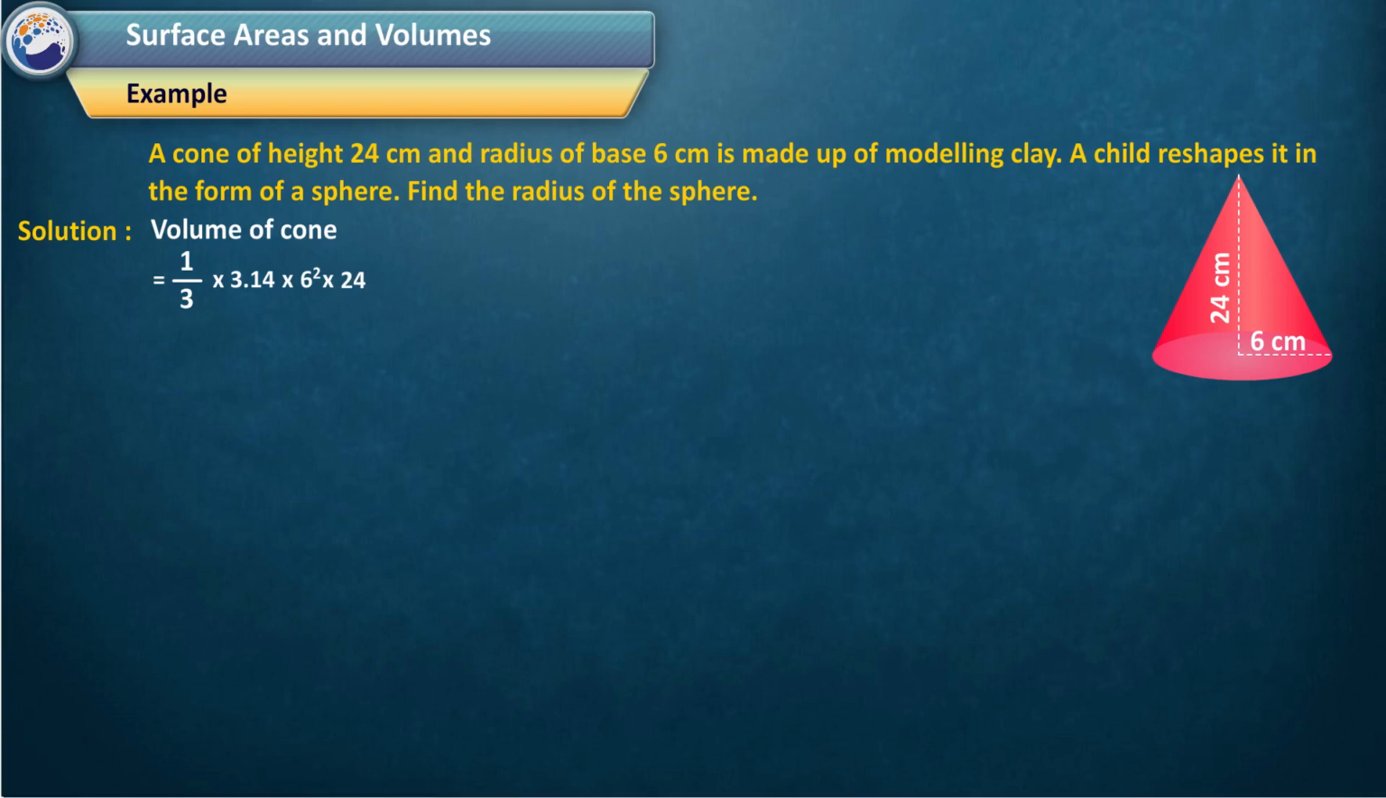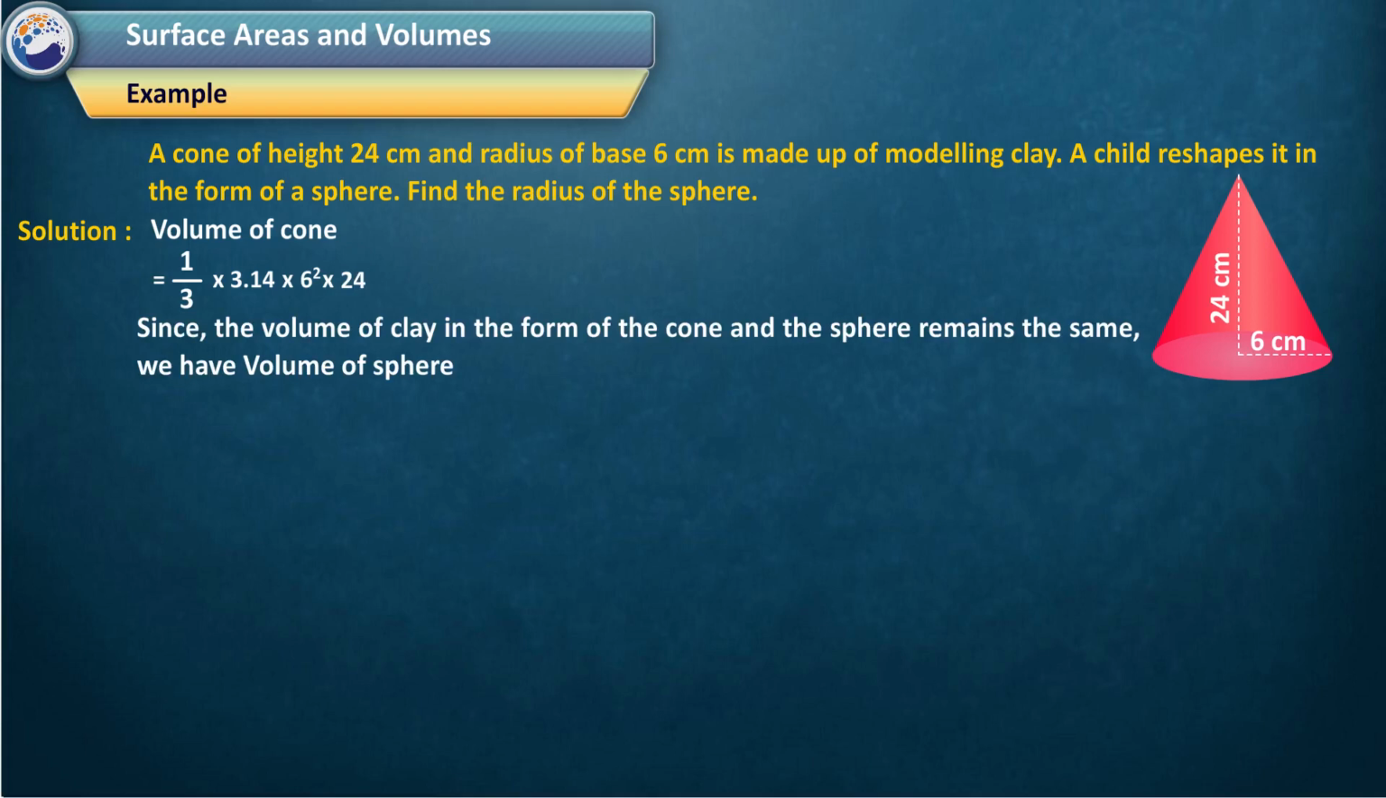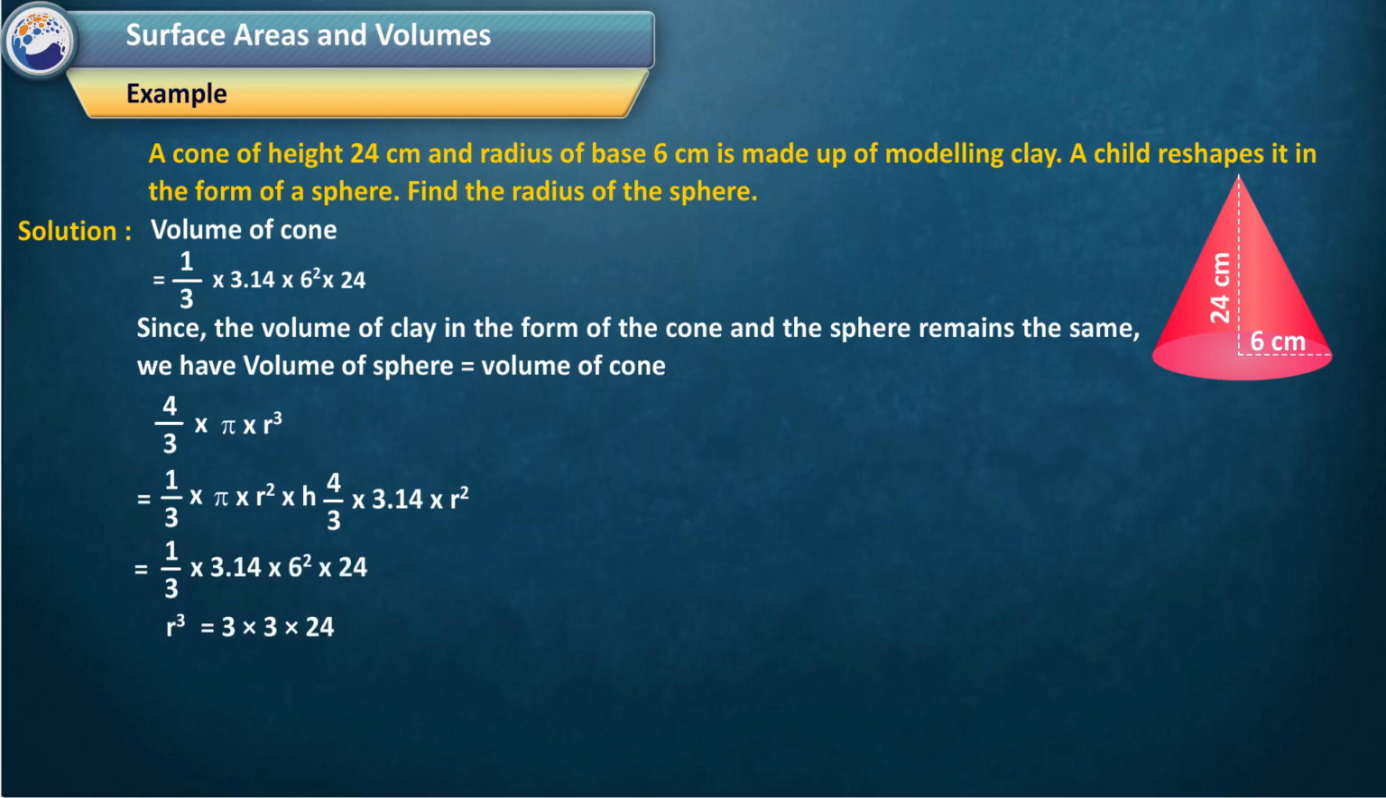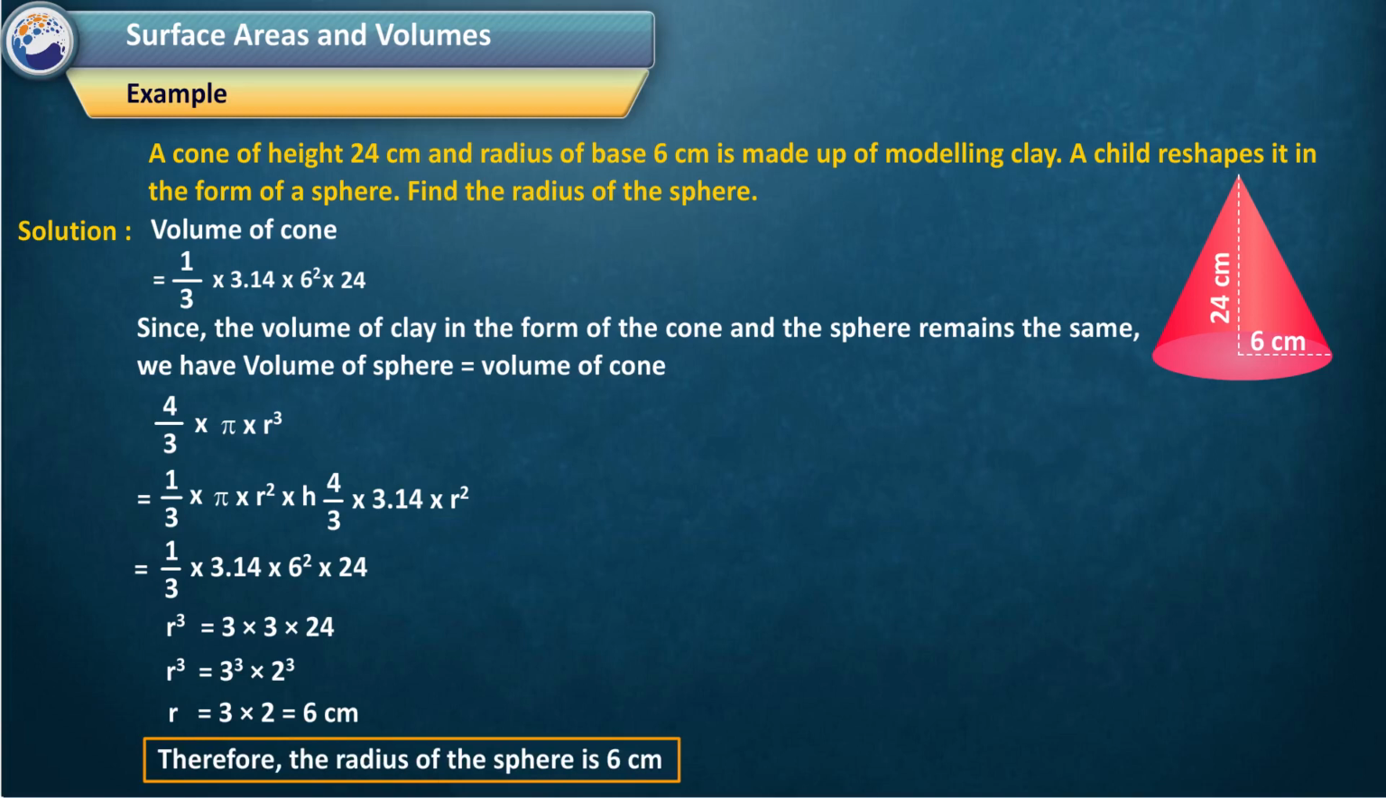Since the volume of clay in the form of the cone and the sphere remains the same, we have volume of sphere equals volume of cone, so 4 by 3 pi r cube equals 1 by 3 pi r square h, that is, 4 by 3 into 3.14 into r cube. By further solving we get r equals 6 centimeters. Therefore, the radius of the sphere is 6 centimeters.